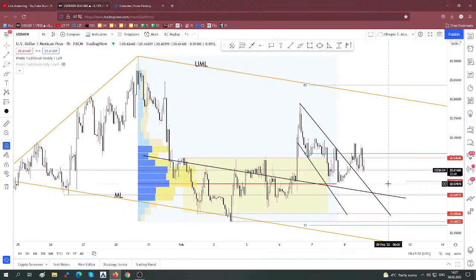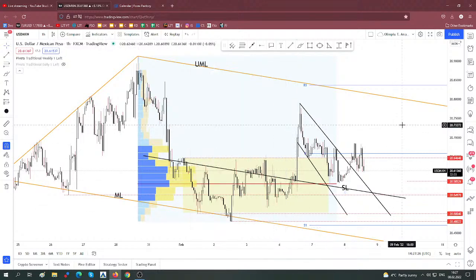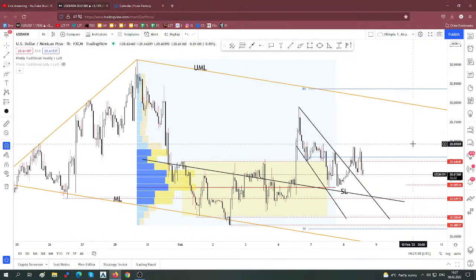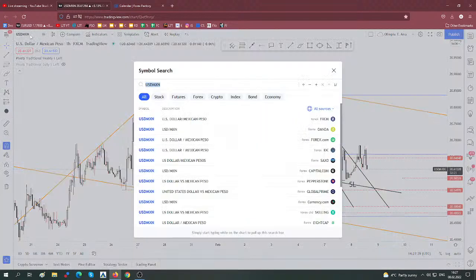We have something like a point of control around 20.578. Personally, I also have this line here as an inside sliding line, as a potential dynamic support. So right now it's in the red, but it's located far above my stop loss. So I'm still keeping that trade. So something like this about the US dollar versus the Mexican peso.